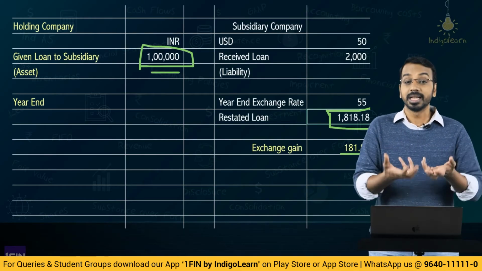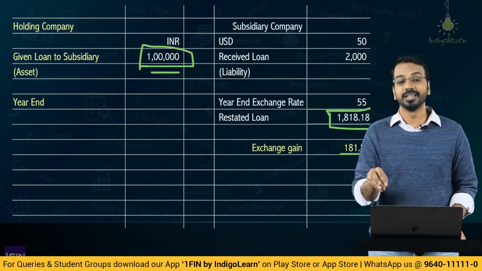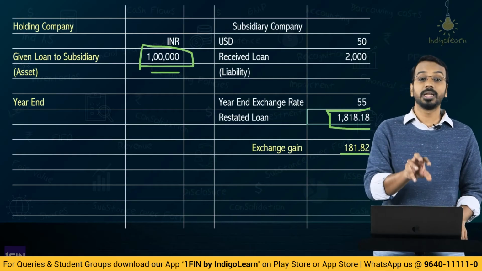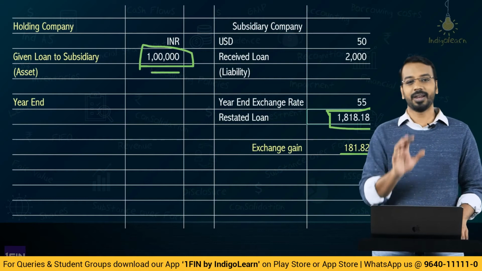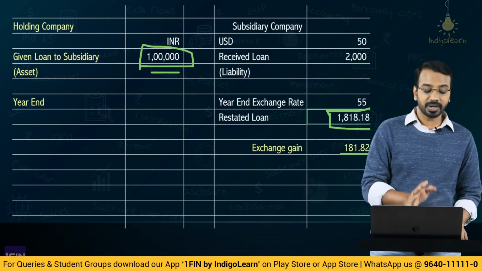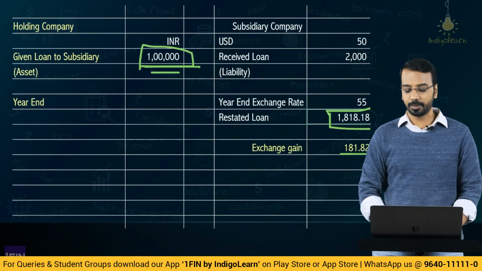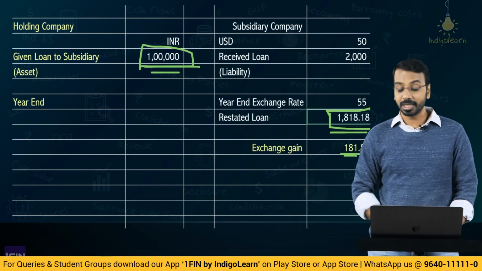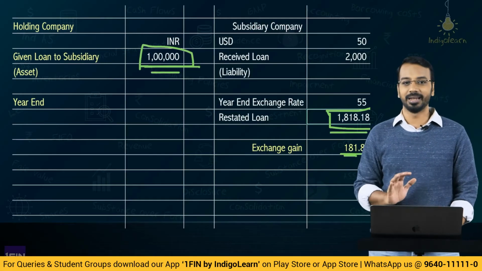This $182 is actually the cash in hand with the subsidiary, right? So, this is a gain. Now, what do we do with this gain? This gain has to be recognized in the consolidated financial statements. You will credit it to the consolidated P&L, right? Now, as far as the holding company is concerned, the holding company will get their 1 lakh, because that is equal to this 1818, and this extra money is also saved. It is a gain. So, it has to be recognized in the P&L, right?